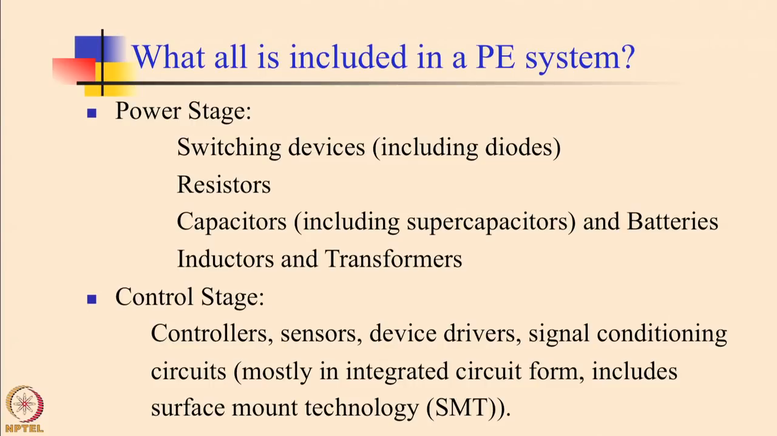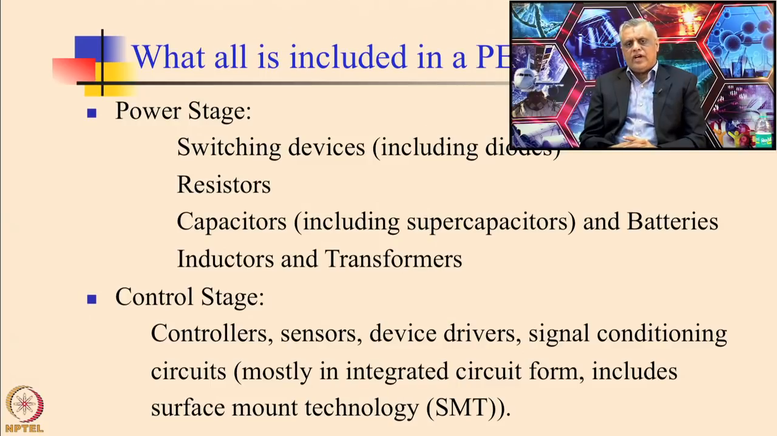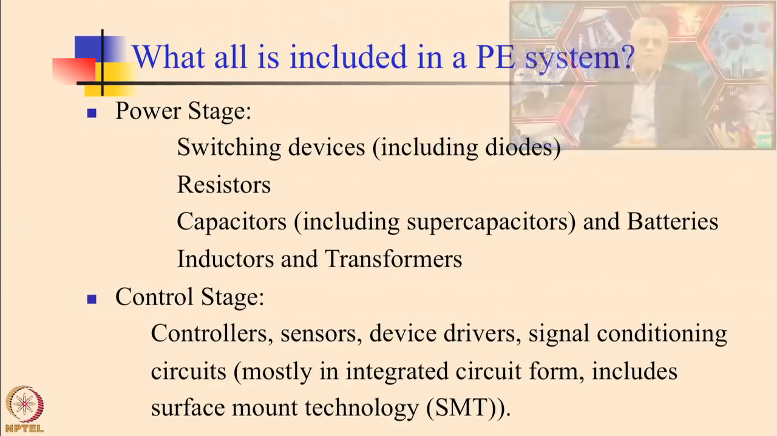We have capacitors. And these days even supercapacitors have become important, and batteries are also playing a big role in several power electronic systems. The other components are the inductors and the transformers. The control stage is mostly electronics. It consists of controllers, sensors, device drivers, signal conditioning circuits, and most of them are in integrated circuit IC form, and it also includes these days surface mount technology devices. So, this is all you can expect to be present in a modern power electronic system.